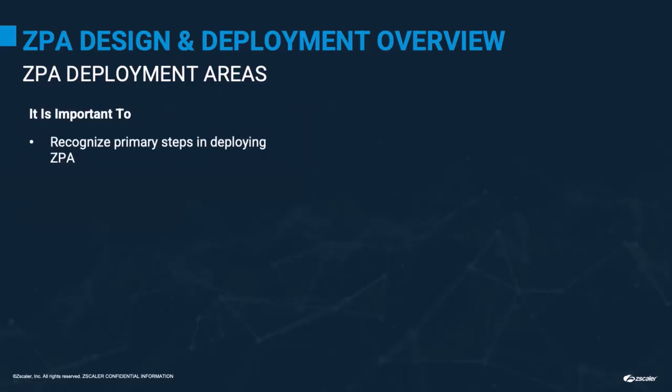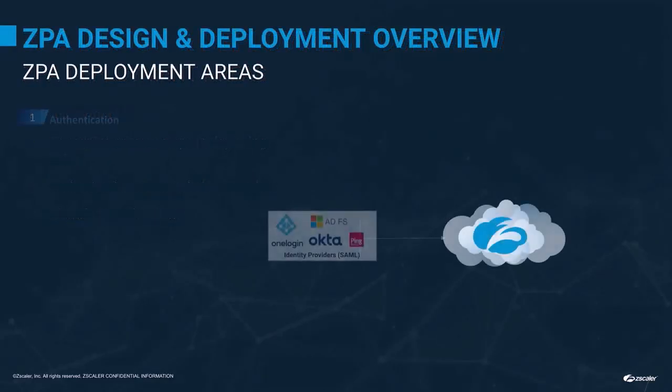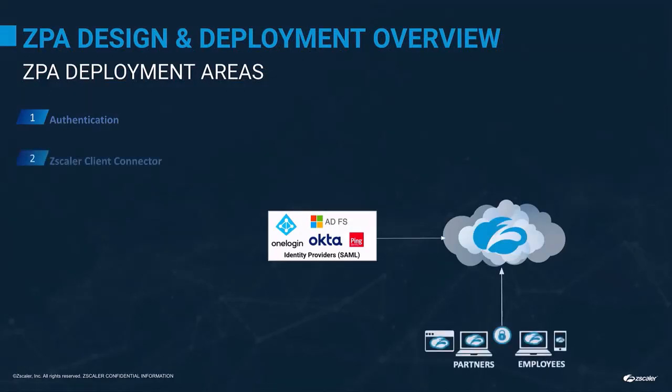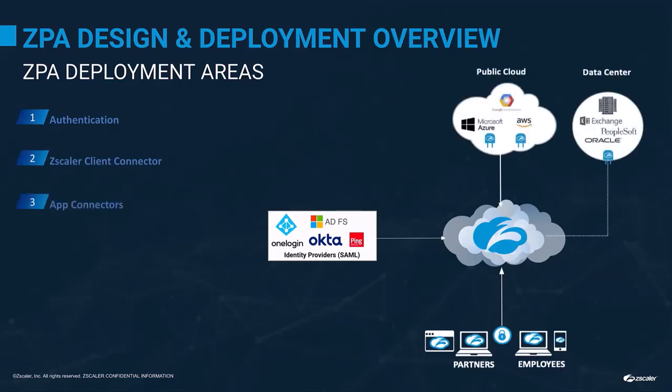Together, we'll explore each of these steps in more detail, diving into recommended approaches and considerations when designing and deploying the product. First, all users must be authenticated in order to use ZPA, so we want to start here. Our next components to configure will be the Zscaler Client Connector, which is used to forward traffic from the device to the Zscaler Cloud, and the App Connector, which is used to forward traffic to the destination application.